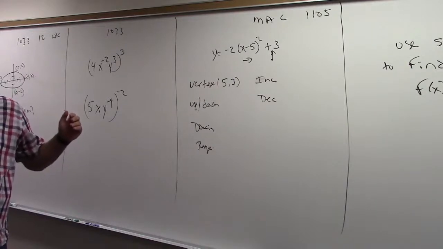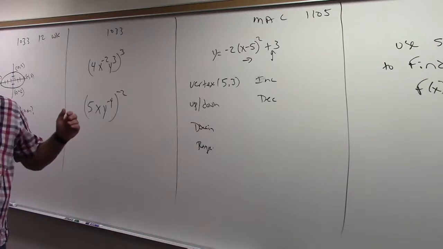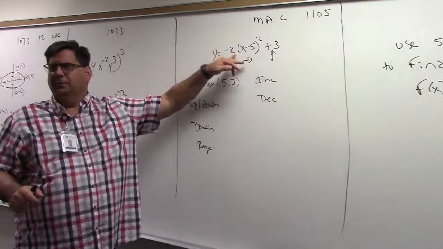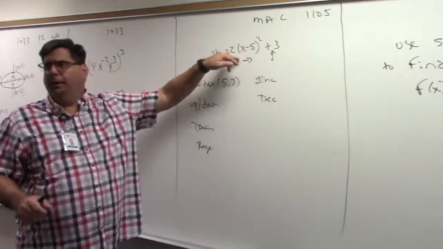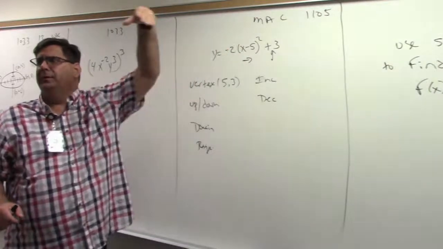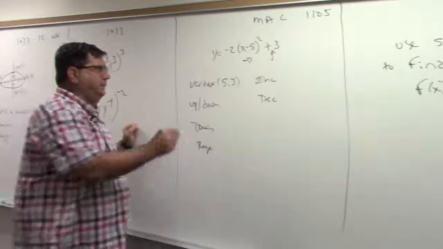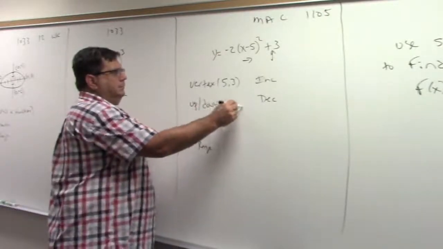If it's negative. What's negative? It's the number in front of the x squared. Okay. The -2 here says it's concave down. -2 in front means it's concave down.